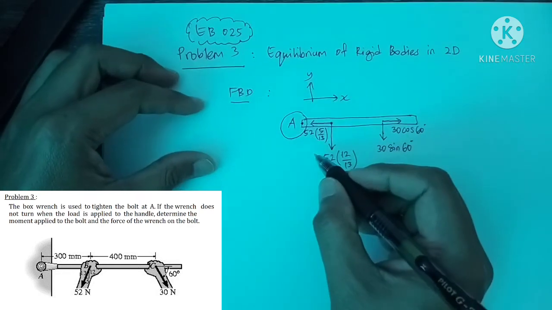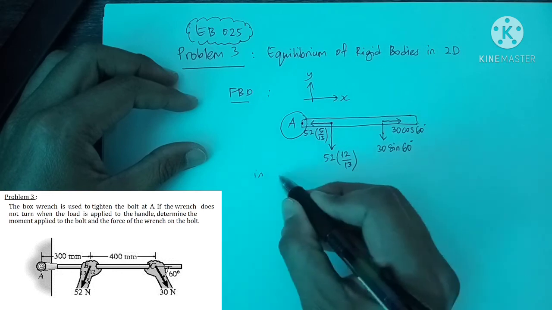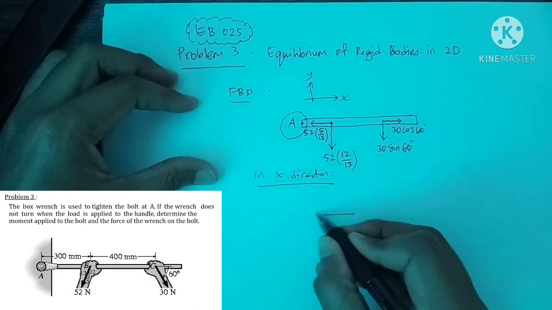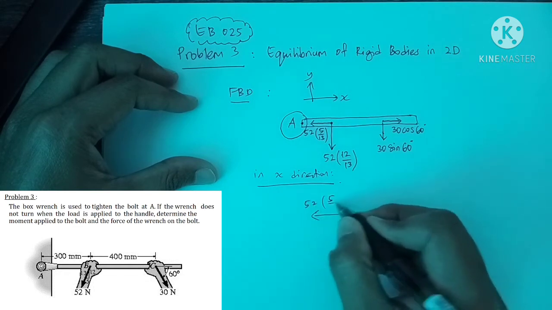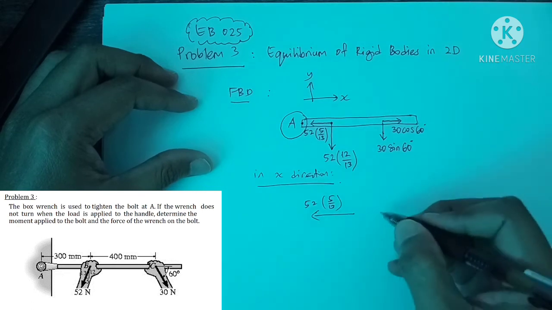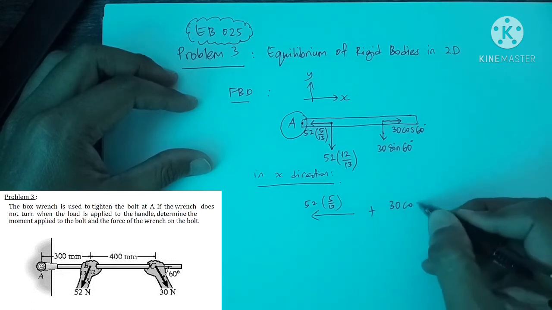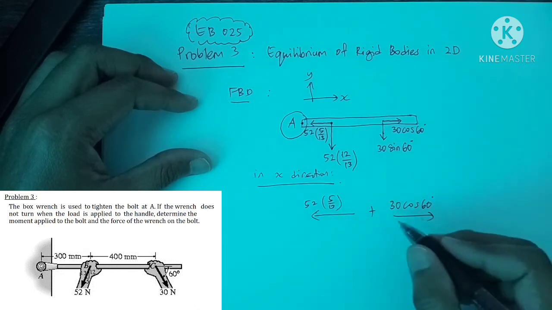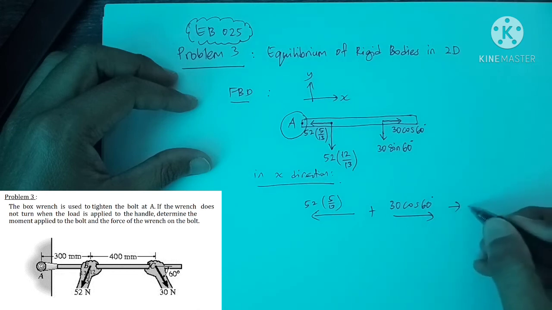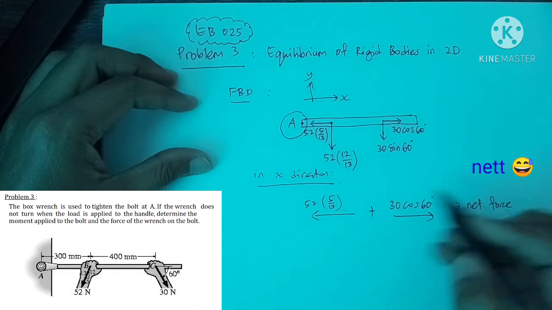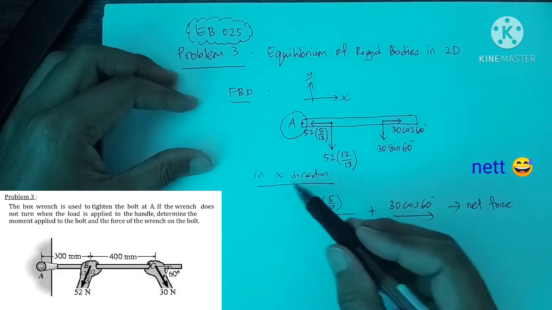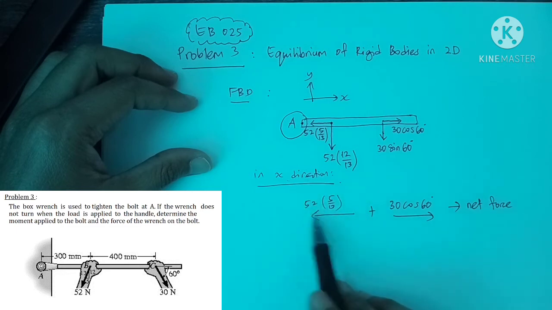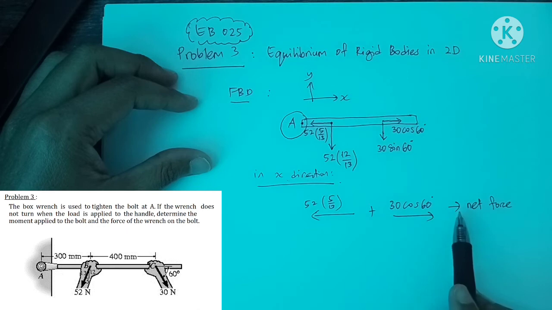Firstly, we're going to check the reaction in X direction. In X direction, we have force 52 (5/13) going to the left, and we have 30 cos 60 of force going to the right. So both forces will produce a net force in X direction. When there is a net force in X direction provided by the action forces, then the bolt at A will provide the reaction force with the same magnitude but in opposite direction.